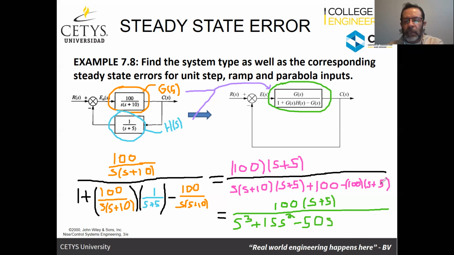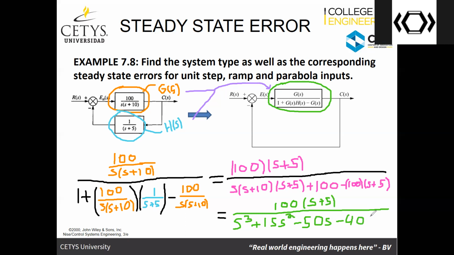And lastly, that's this one. We have 100 here and we have minus 100 multiplied by 5. That's going to be minus 500 plus 100, so minus 400. Correct. Good job.